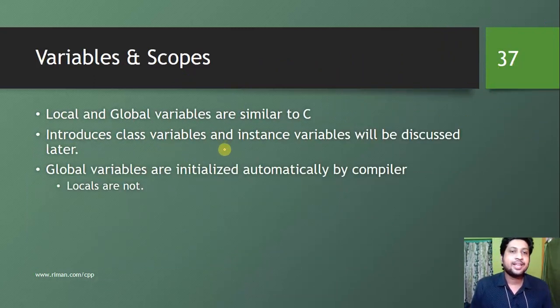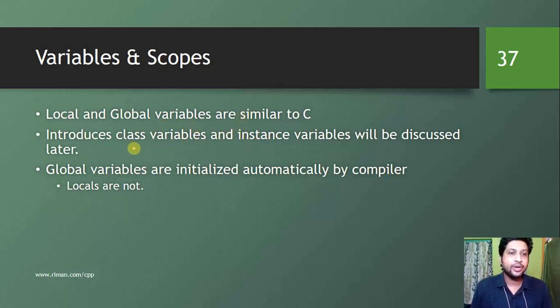So variables and scopes. Local and global variables are similar to C. We know that two types of variables are available in C: local variables that are defined within the main or within any function, and global variables that are defined globally in the program. A similar kind of variable scope is also available in C++ for local and global variables.